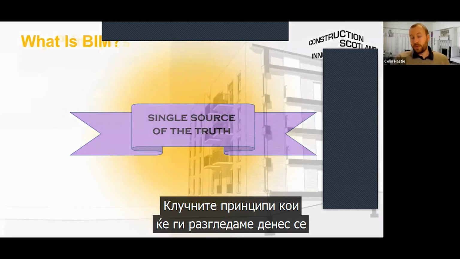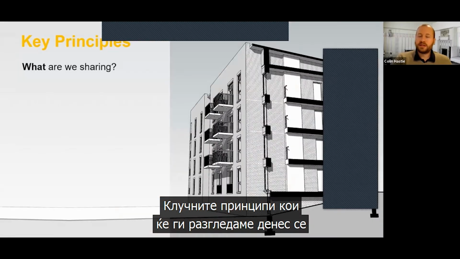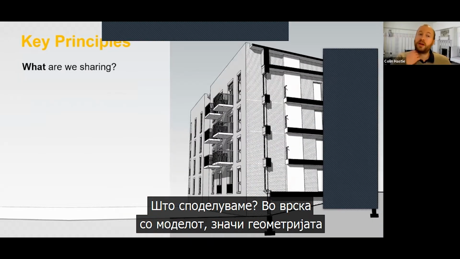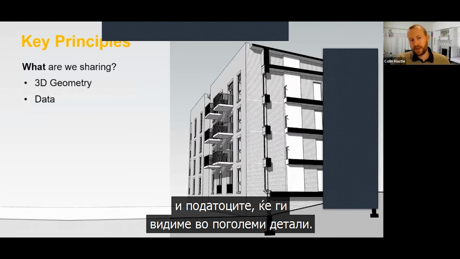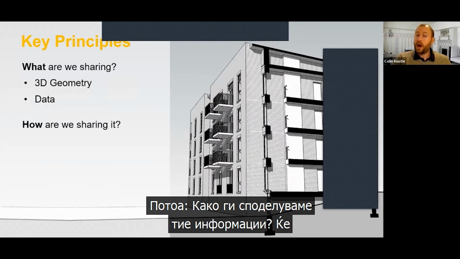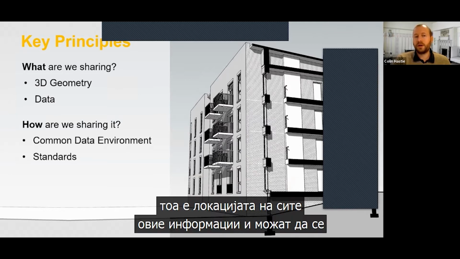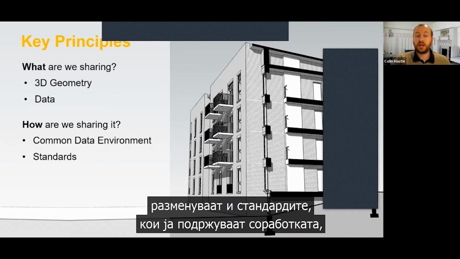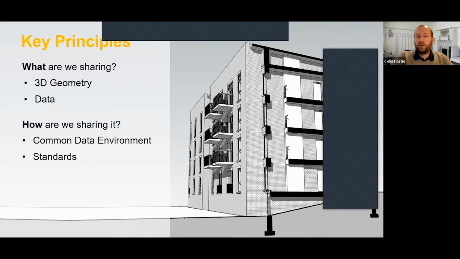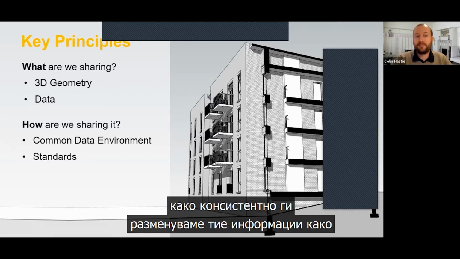So the key principles, which we're going to run through today, this is how I've tried to break it down. We're going to think about what we are sharing in terms of the model. So that's the geometry and the data. We'll break those down and think about them in a bit more detail. We'll think about how we are going to share that information. So we'll look at something that's called a common data environment, which is effectively the location where all of this information will sit and can be exchanged, and the standards as well, which underpin how we all collaborate and how we exchange that information consistently as a team.